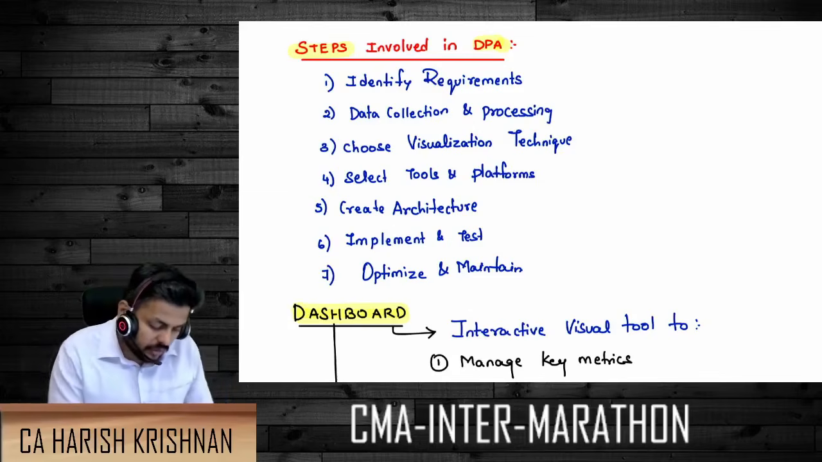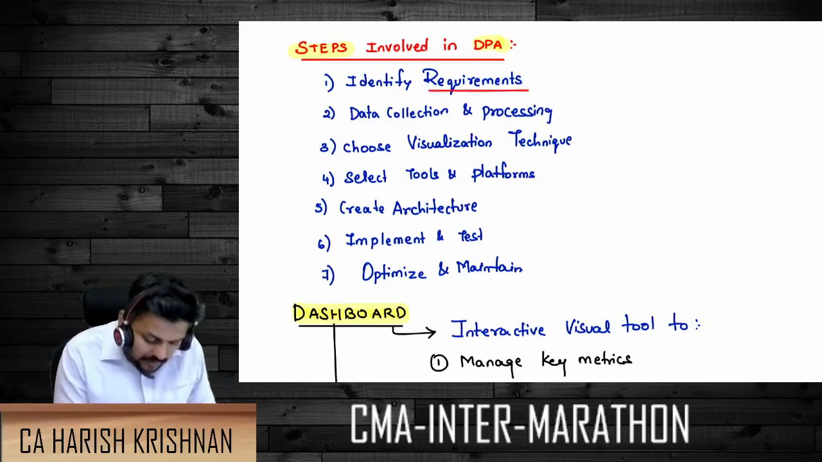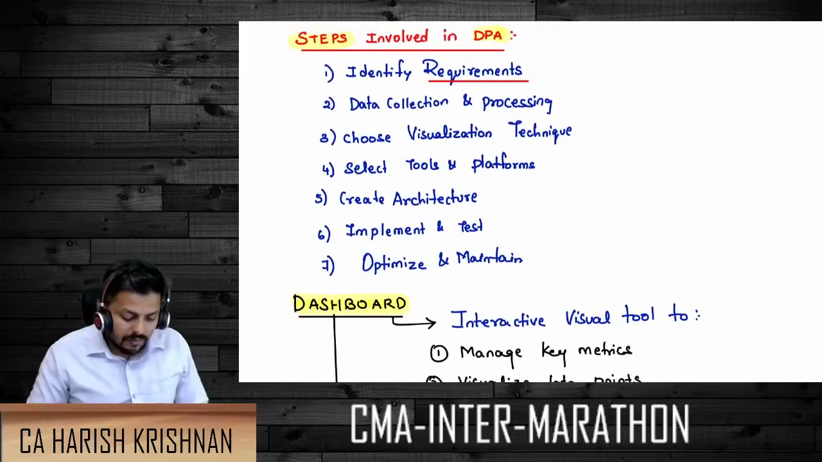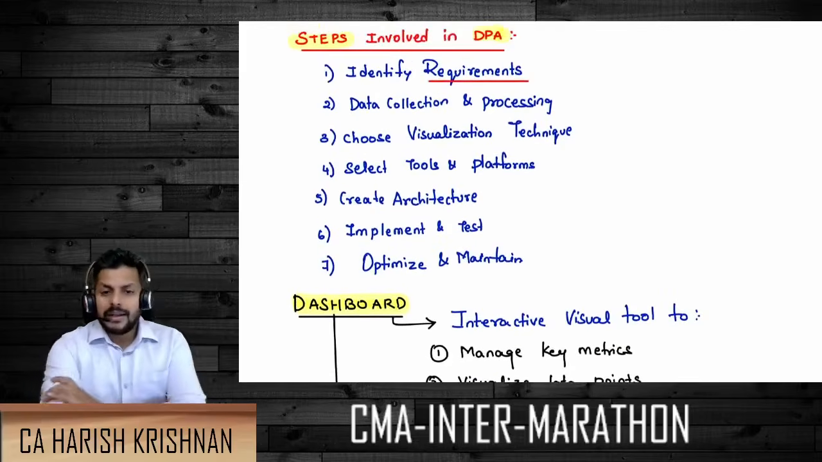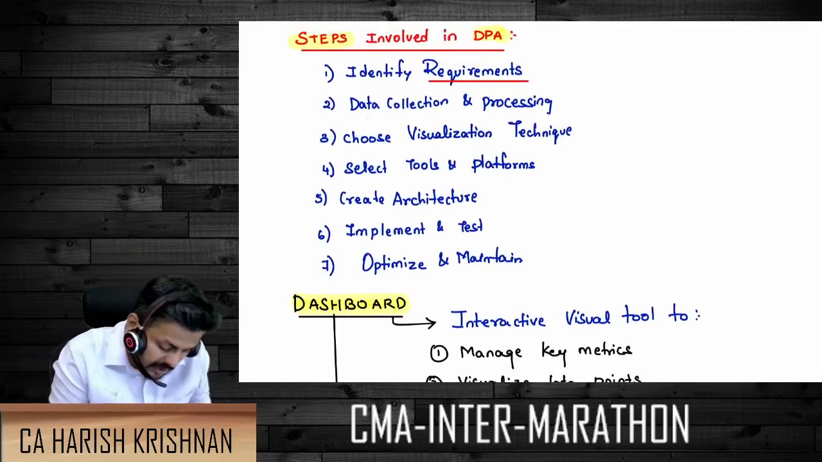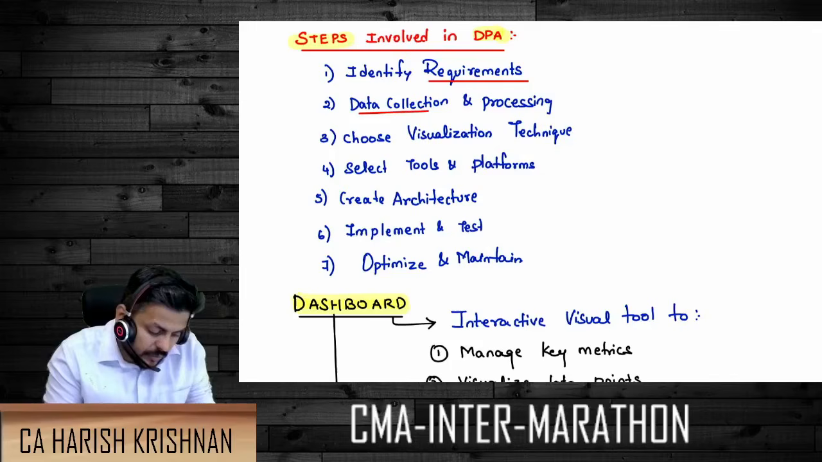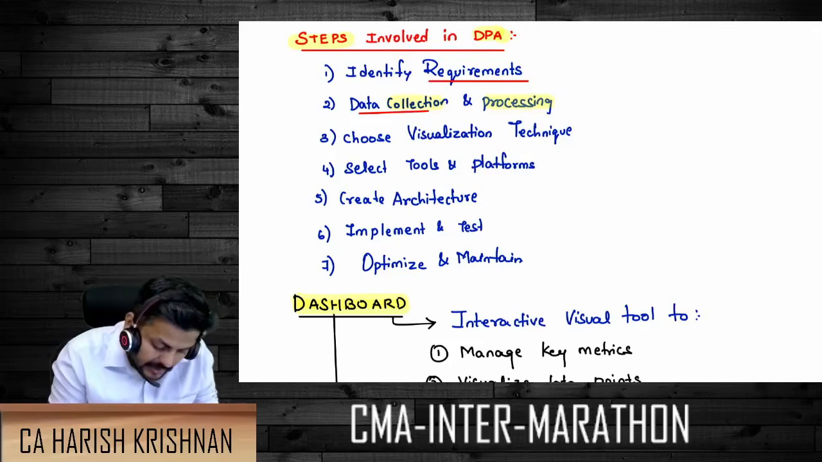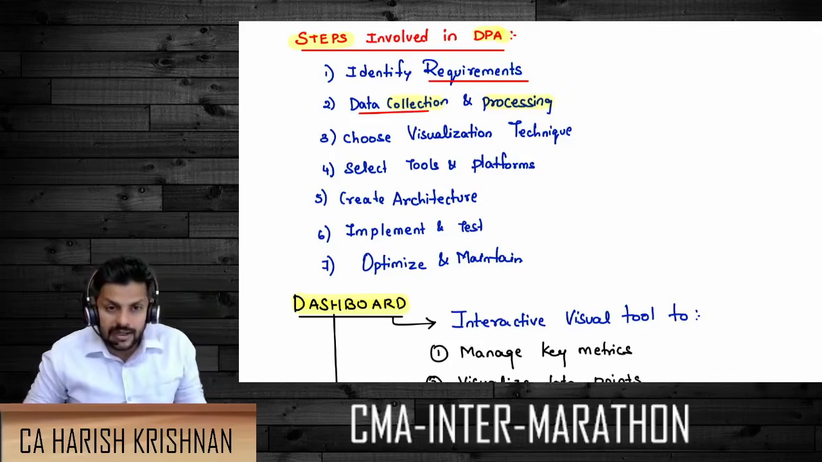First point is to identify requirements. What is it that you want in doing this? Followed by data collection and processing. Data collection, which is about gathering the data from various places, and then processing the data.